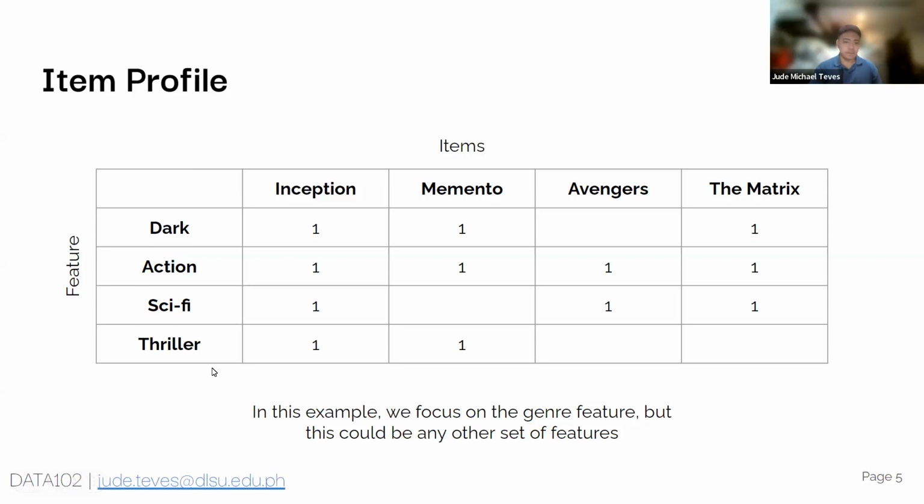for different problems. For Inception, it's dark, action, sci-fi, thriller, so that's why you're seeing one here. For Memento, it's dark, action, and thriller, not a sci-fi one, so it's blank here. For Avengers, it's action and sci-fi. For The Matrix, it's dark, action, sci-fi, not thriller. So this will be our utility matrix.